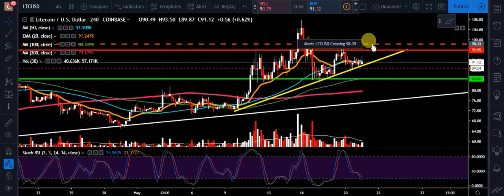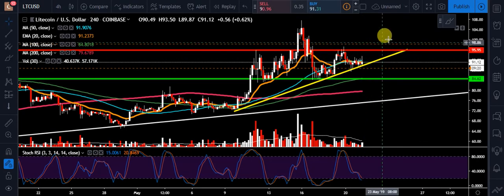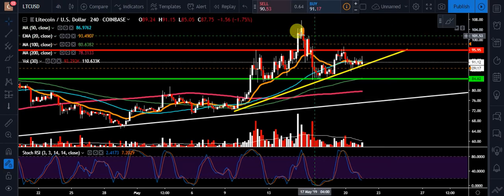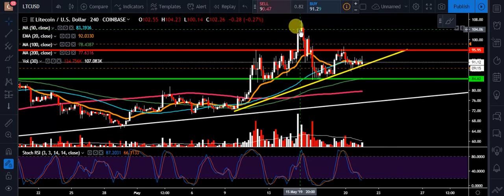And I also have an alarm set here at 98.39 is what I'm going to be looking at. I want to be alerted to see if we're going to run up into this area and challenge that high there of around 104. And guys, I like to go off the real bodies.